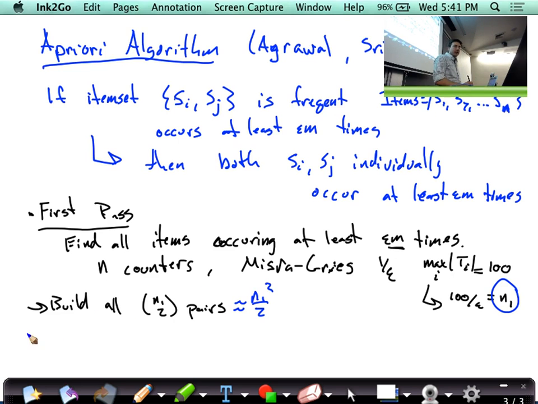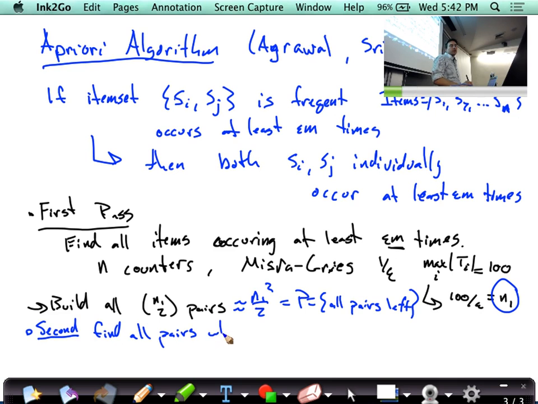And so then you make a second pass. Let's call the set P, all the pairs that are remaining. So you make a second pass, and in the second pass, find all pairs which occur at least epsilon m times. Again, hopefully this size is now much smaller, and you can either do this in memory or you can run Misra-Gries over this. And so this will again give you just the pairs which have lasted.